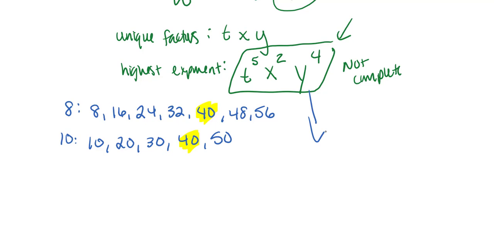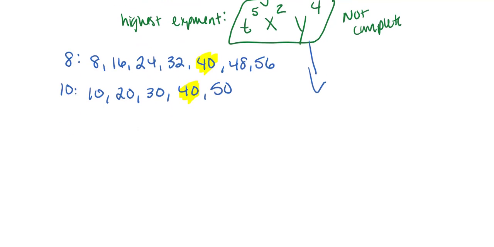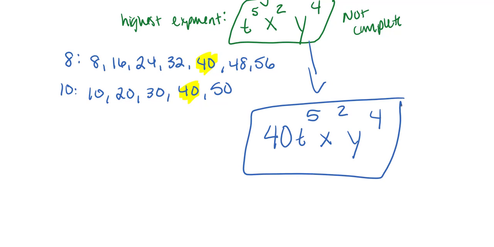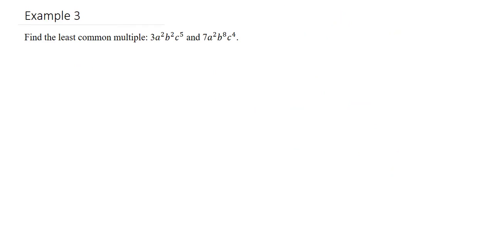So what does this answer then become? Well, this answer becomes 40 t to the 5th x squared y to the 4th. And this would be our least common multiple between these two terms. Now let's do one more example. So example 3, we're going to find the least common multiple between these two terms.